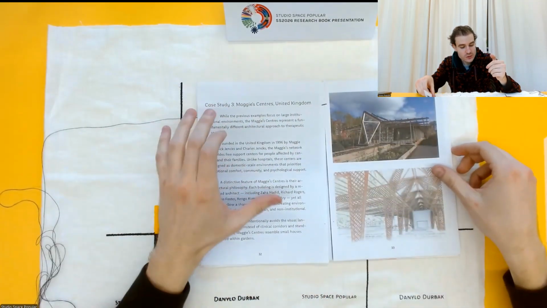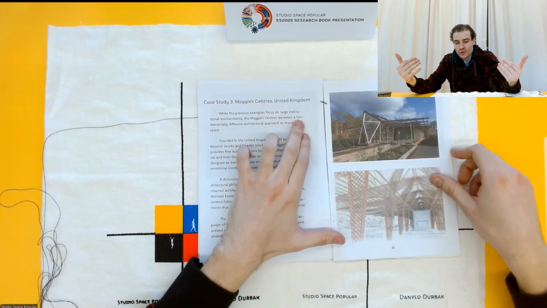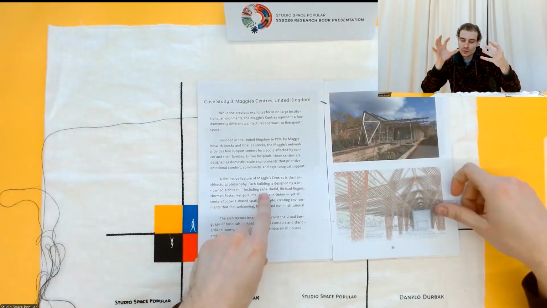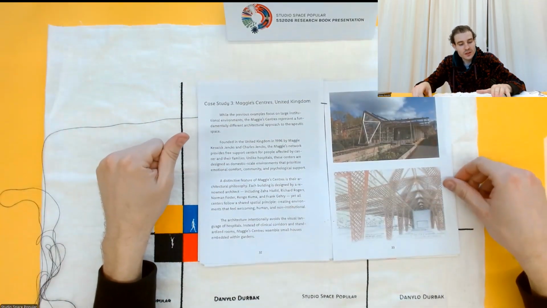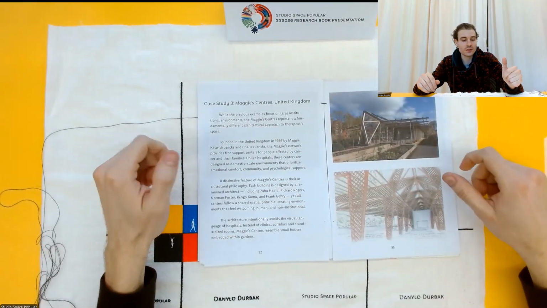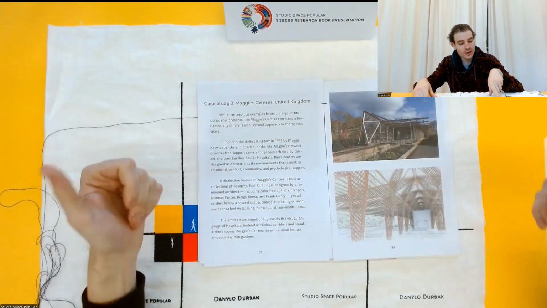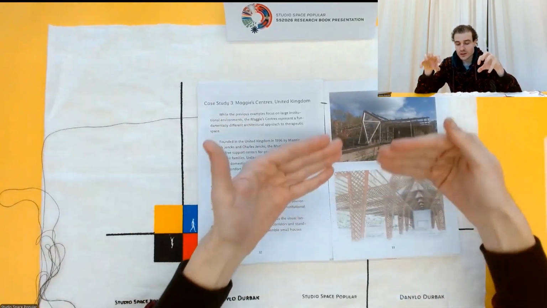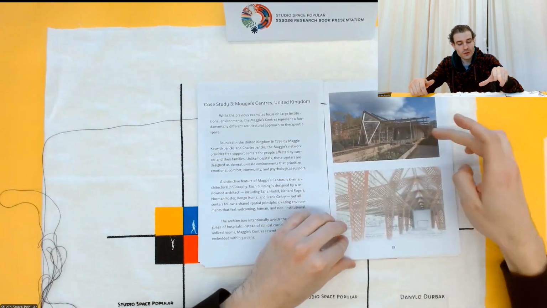Anyway, the most interesting case study is Maggie's Centres in the United Kingdom. There are dozens of them, and different architectural studios have designed them, such as Zaha Hadid, Norman Foster, even Frank Gehry. Each studio designed Maggie's Centres, which are funded by a foundation that provides free support for people affected by cancer and their families. So it's not really a trauma, but I think cancer is also another way to describe a specific individual traumatic experience.